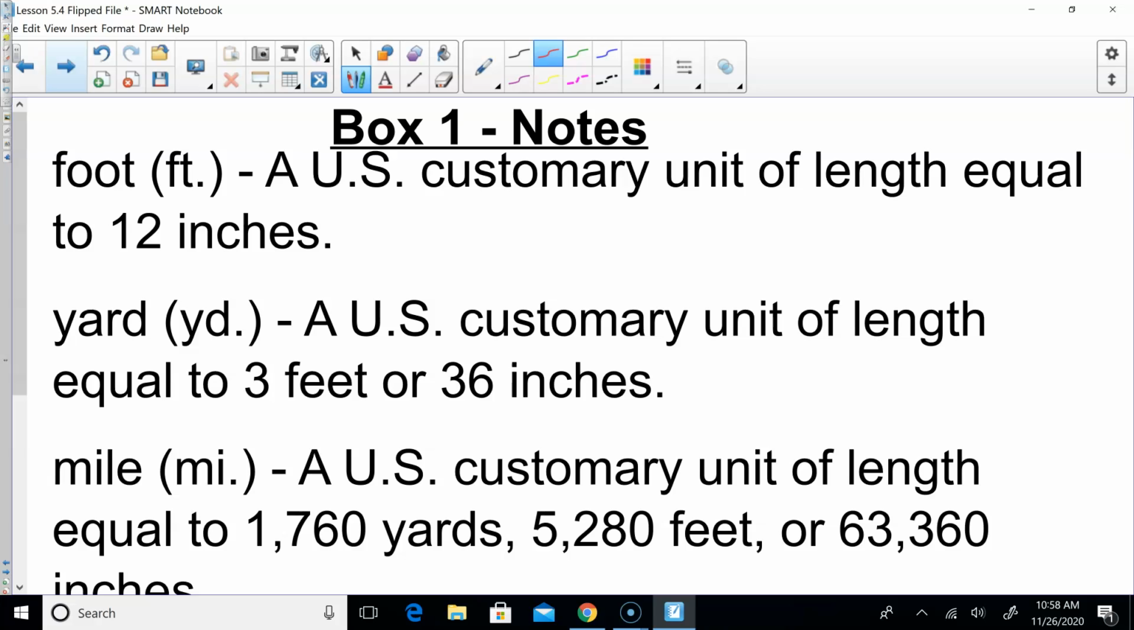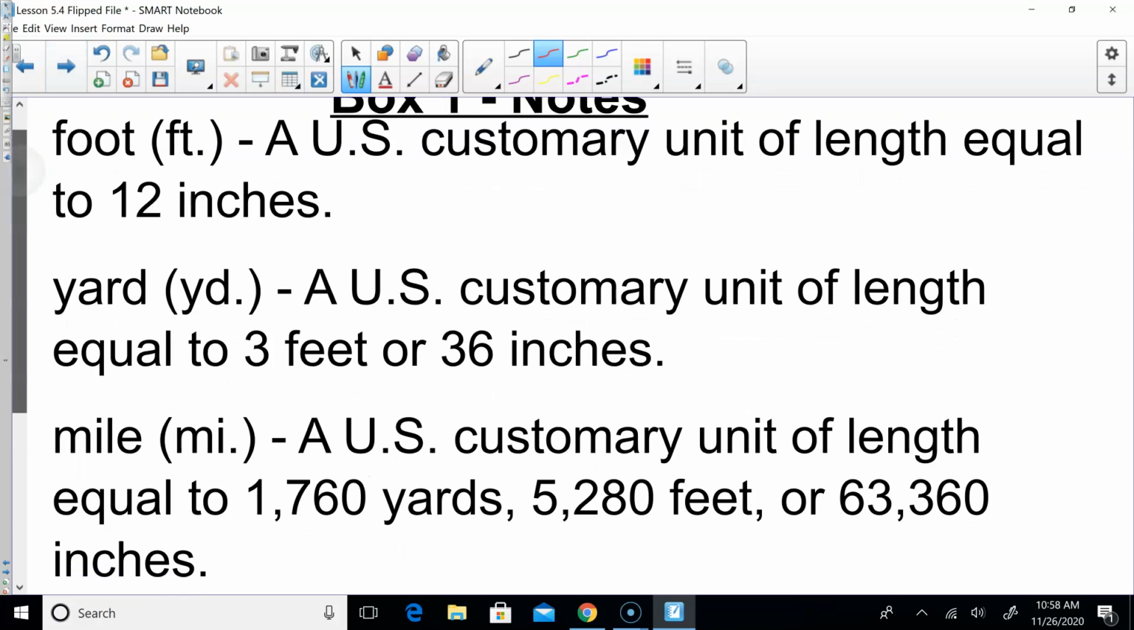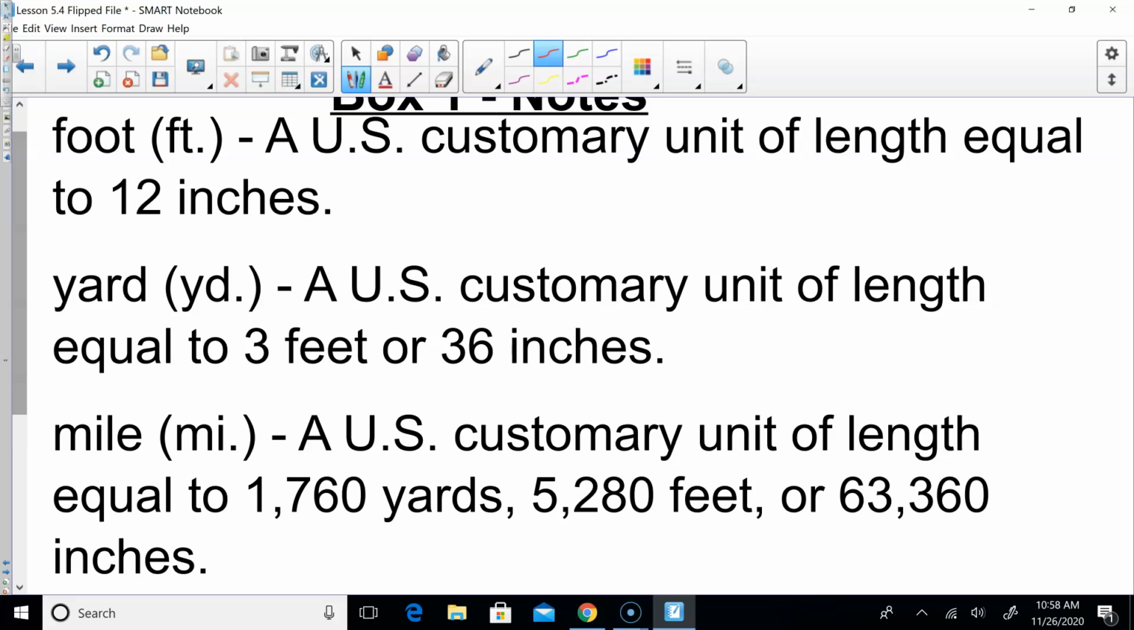Some other words that are important to us. You'll see some other units that we have is we have a foot. A foot is a customary unit of length that's equal to 12 inches. So 1 foot equals to 12 inches. That's that relationship again that we keep talking about.